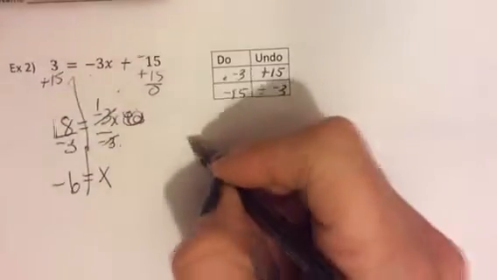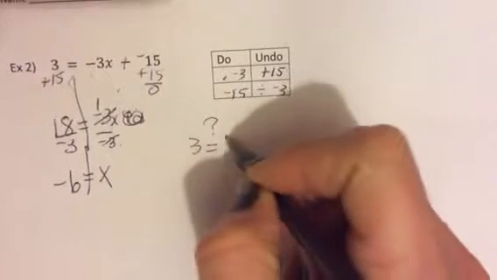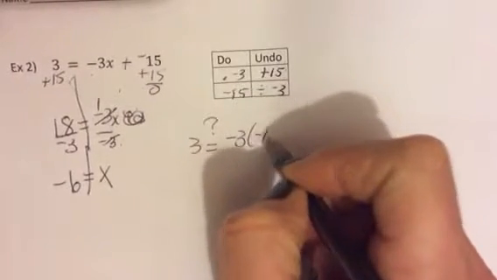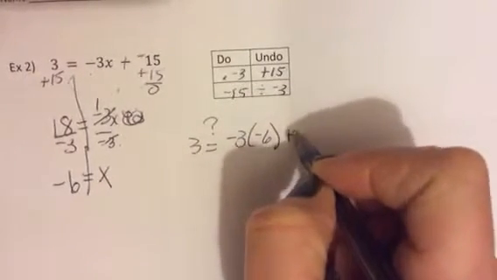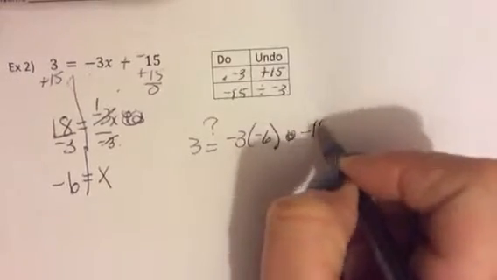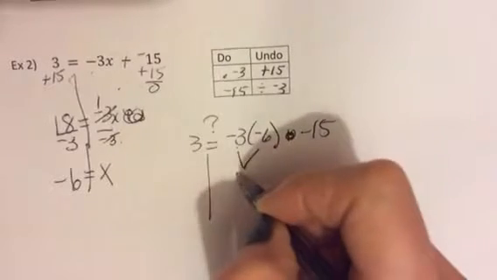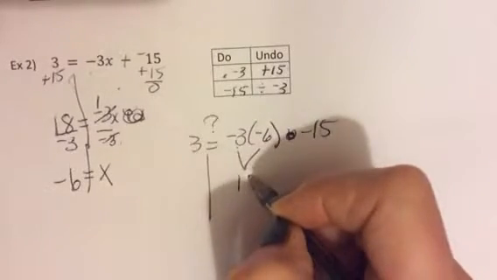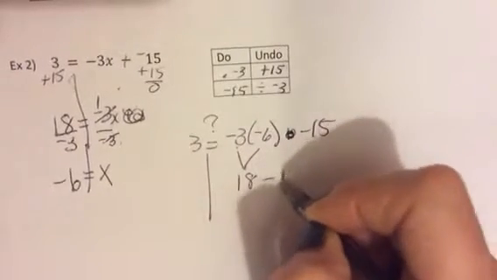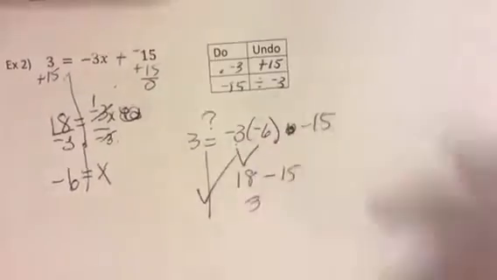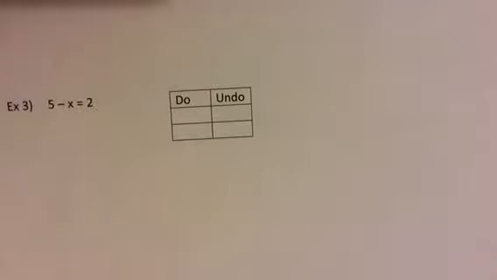So to check it, is 3 equal to -3 times -6 plus -15, or we'll say -15, since that was the original problem. So -3 times -6 is 18, positive. Minus 15 is 3, so that checks. All right, last example. And remember, you can always rewind if you think you missed something. You can go back and check it.